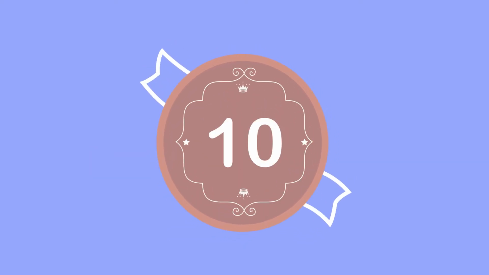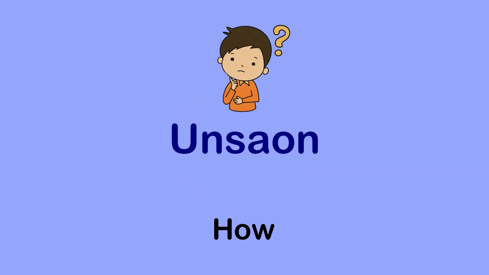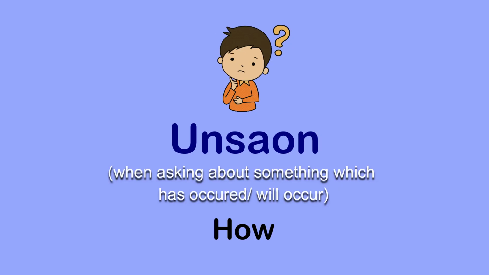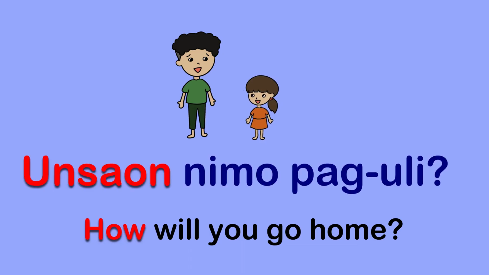Moving on from there, we have the question word how. Unsaon. How? We usually use the question how when we want to know what manner or way something happened or will happen. In our example phrase, we get, how will you go home? In Bisaya, unsaon nimo pag-uli? An example response to this question is, I'll walk.